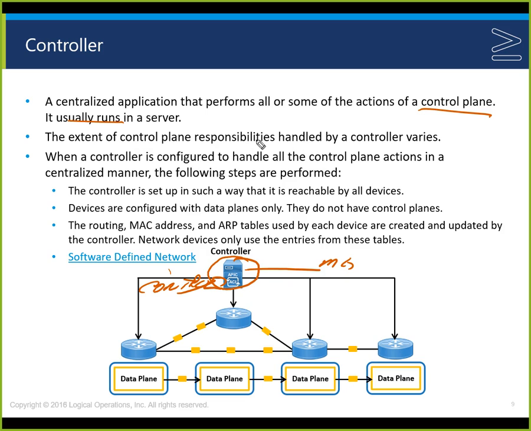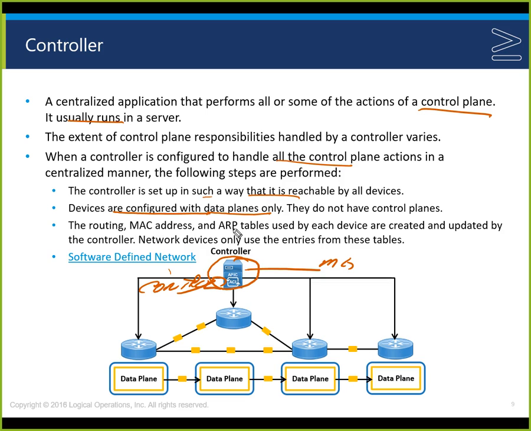The extent of the control plane handled by it varies. It is configured to handle all the control plane actions in a centralized manner. The controller is set up in such a way that it's reachable by all devices, and the devices are configured with data planes only. The devices only have data planes. None of the control plane stuff is going to run on the devices anymore. It's going to be centrally managed. They don't have control planes, so they don't have the protocols. The protocols are going to be running on the controller.